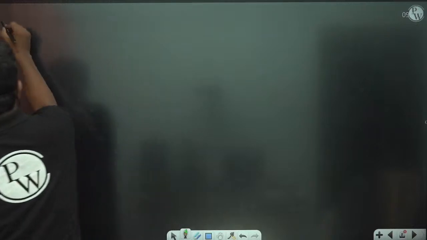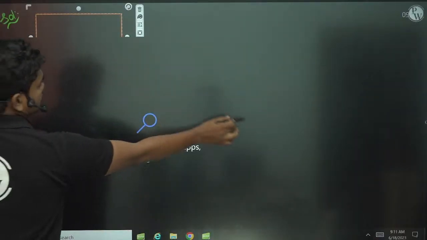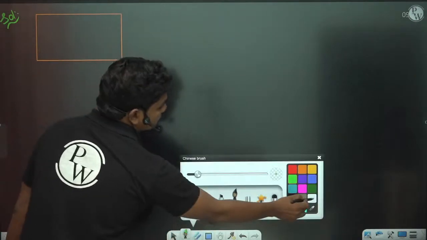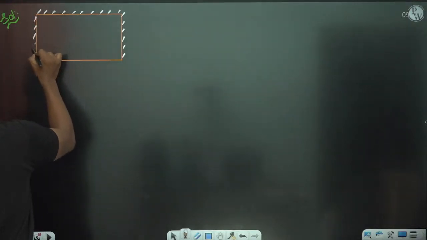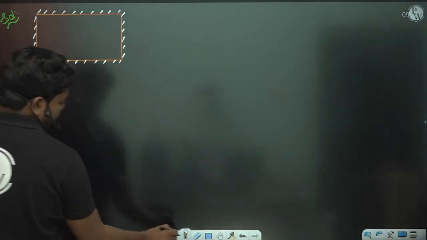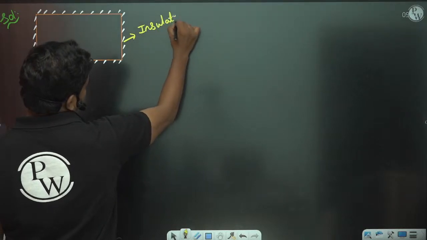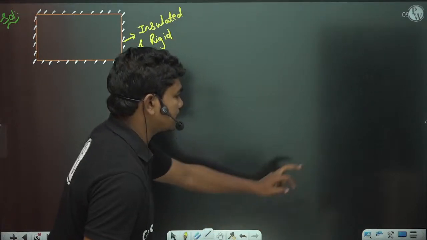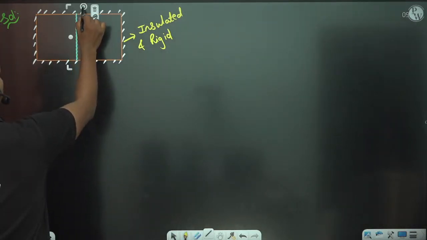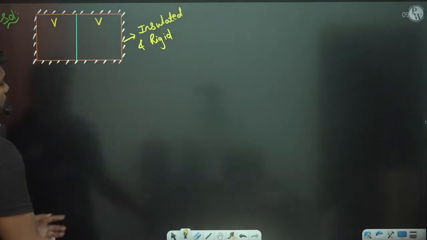So let us see. There is a tank, a rigid tank, correct? So there is an insulated rigid tank. It is insulated as well as rigid. Now this is divided into two equal halves by a partition. Let us suppose you have the partition here. Each part has a volume V, for example. This is volume V, this is also volume V, so that it is 2V, divided into two equal partitions.